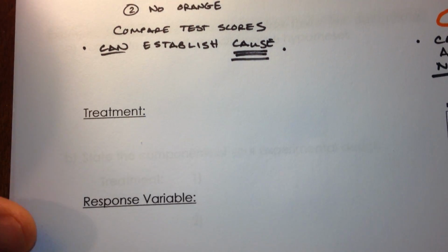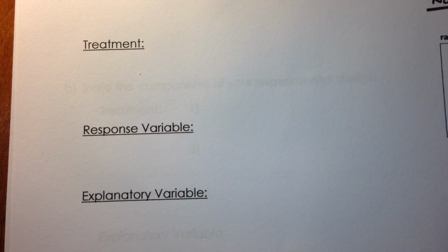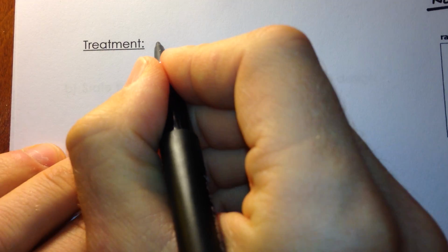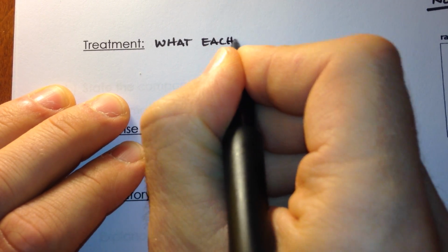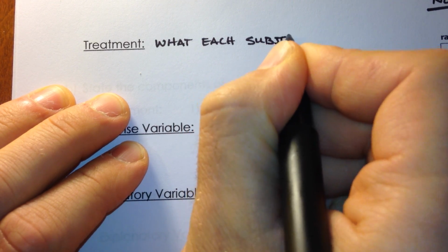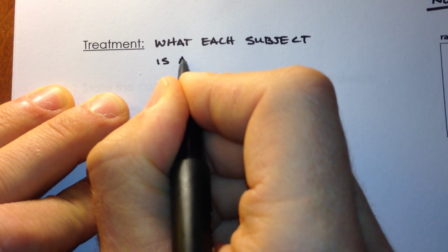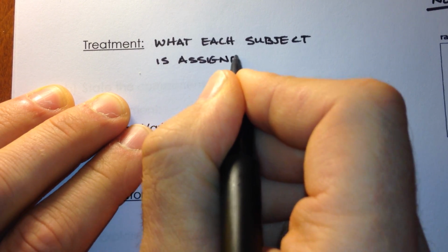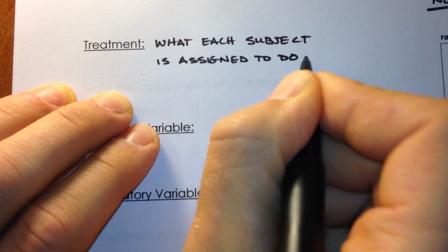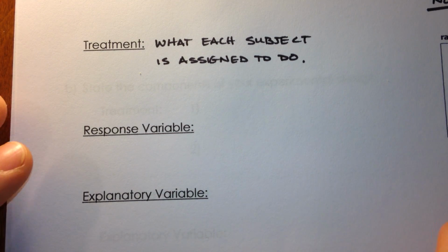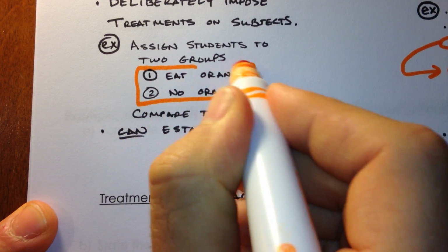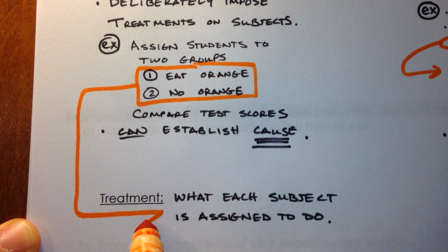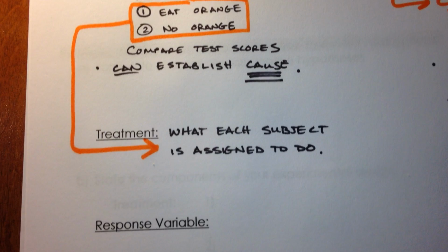So let me go through a little bit of vocabulary with you, starting with treatments. The treatments are what each subject is assigned to. So in the case of our experiment, there were two things that they were assigned. The first treatment was to eat an orange, and the second treatment, which we would call the control, was to eat no orange. All right, so those are our treatments.